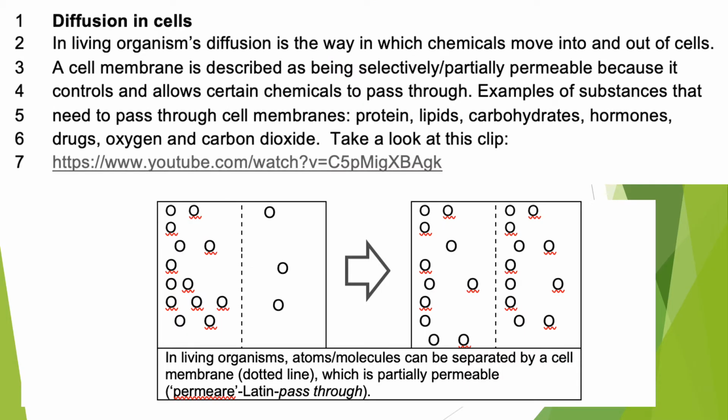Right. So that brings me to this part of diffusion in cells. In living organisms, so in your own body, diffusion is the way in which chemicals move into and out of your cells. The most important organelle that we're going to talk about today is the cell membrane. The cell membrane is almost like the skin of the cell, in that it controls or contains everything, but it also allows things to move in and outside.